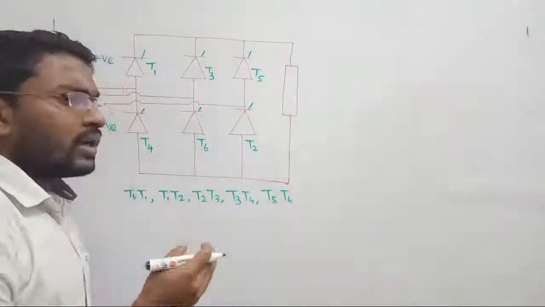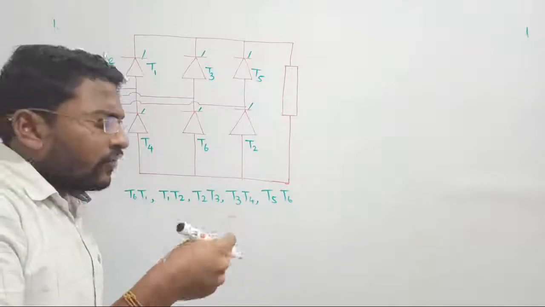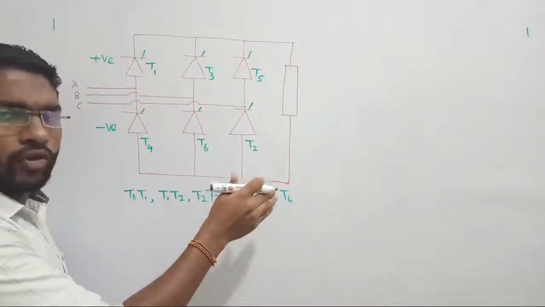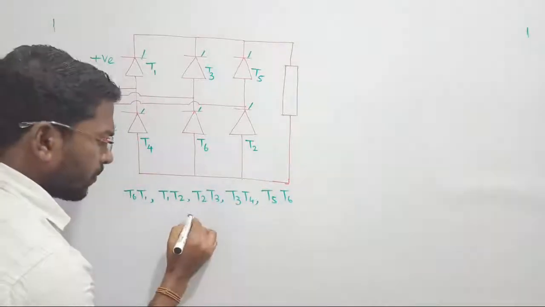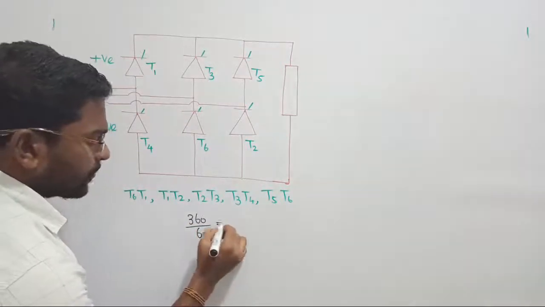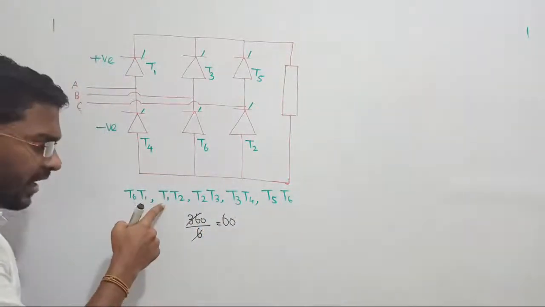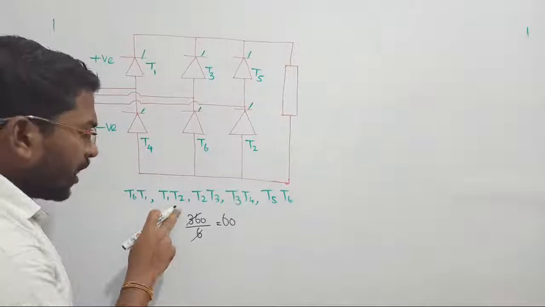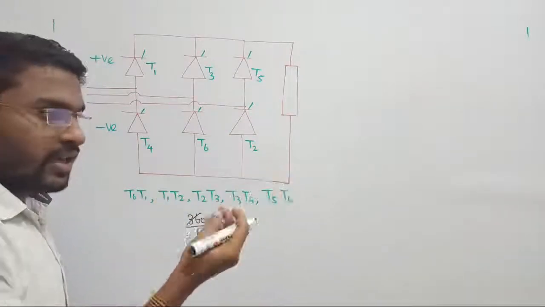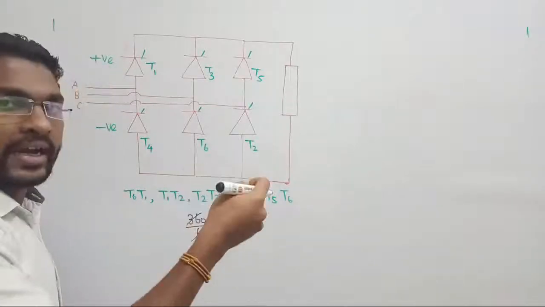If you trigger thyristor T1 at 10 degree, after how many degree are we going to trigger T2, and after how many degree T3, T4, like that we have to know. That is 360 degree divided by the number of pulses. We are generating 6 pulses, so it is 60 degree. If I have triggered thyristor T1 at 30 degree, T2 will be triggered at 30 plus 60. We wait for the next 60 degree, so at 90 degree T2 will be triggered. From 90, next 60, that is 150.